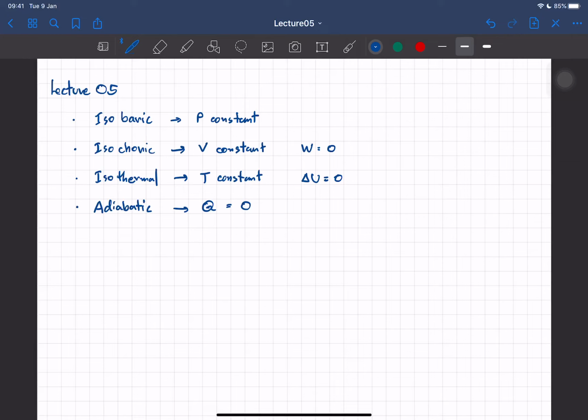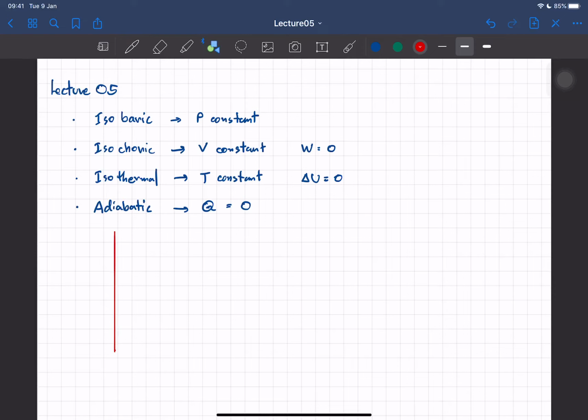Some processes will have a formula given. For example, for the isothermal process, PV is a constant, right? So if you have 2 points in the isothermal process, maybe I'll just write it out just to remind everyone again.